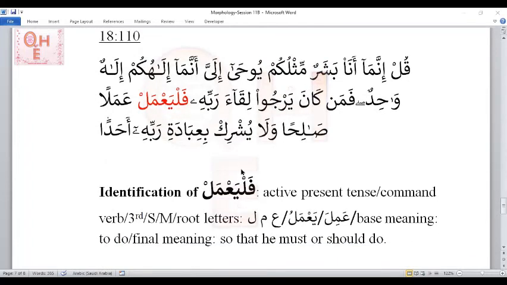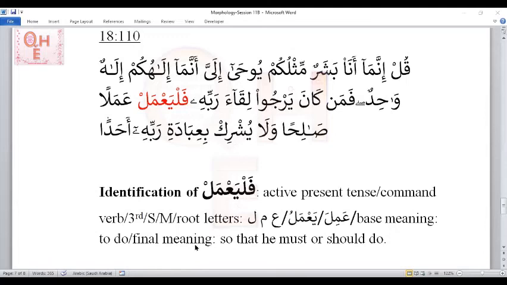So our verb is فَلْيَعْمَلْ. So obviously the ya has a fatha, so this is active present tense. And we have lam of command, so we can also call this verb command verb. And who is the doer? I don't see any suffix, and I see ya, so this is third person singular male. And root letters, if I exclude fa, lam, and ya, root letters are ayn, mim, lam. And from the dictionary, we get the pattern amila, ya'malu, and the base meaning to do.